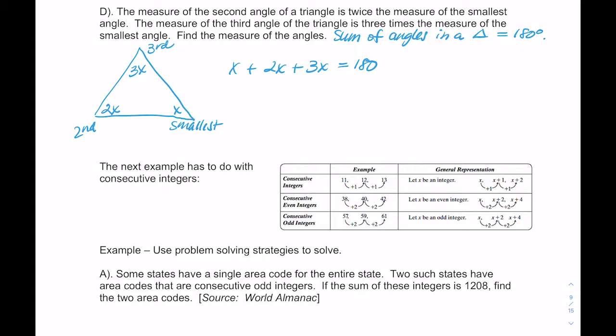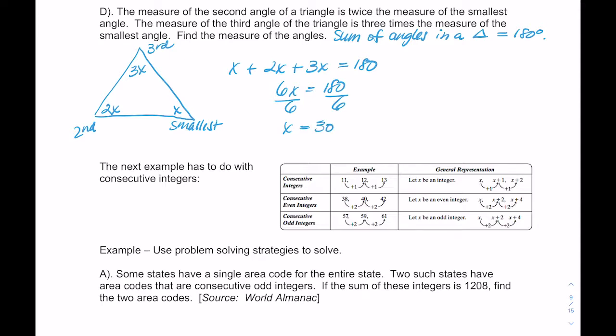And now I'm going to solve. So to solve, I'm going to combine all of my like terms. All my like terms are on the same side. I get x plus 2x plus 3x, so that gives me 6x equals 180. And then I'm going to get the x by itself by dividing both sides by 6. And 180 divided by 6 is 30.